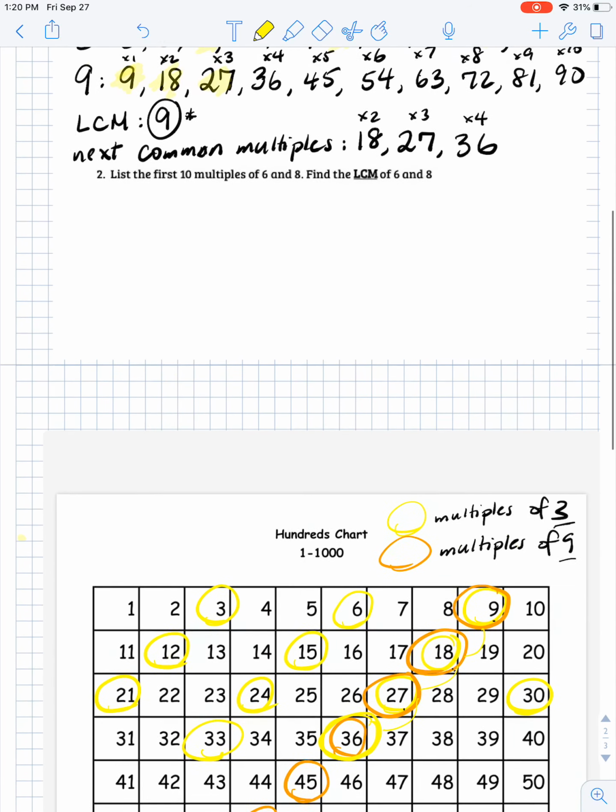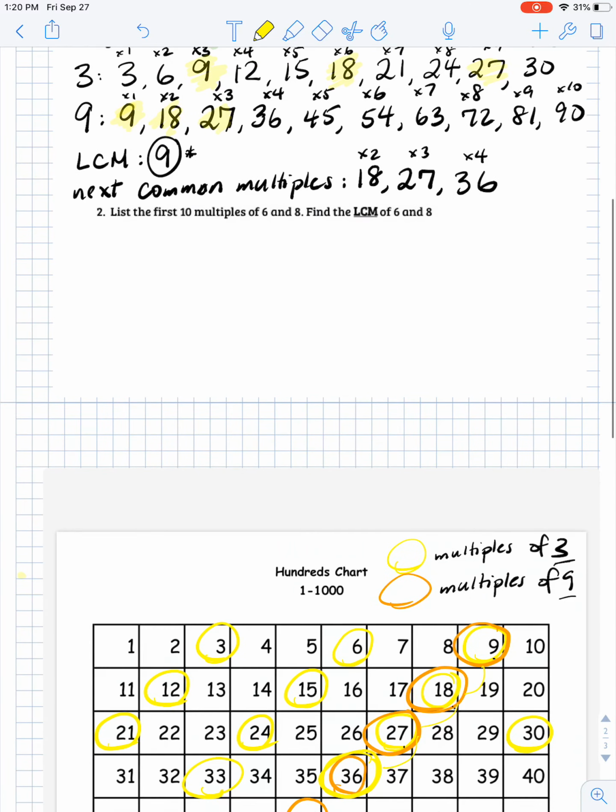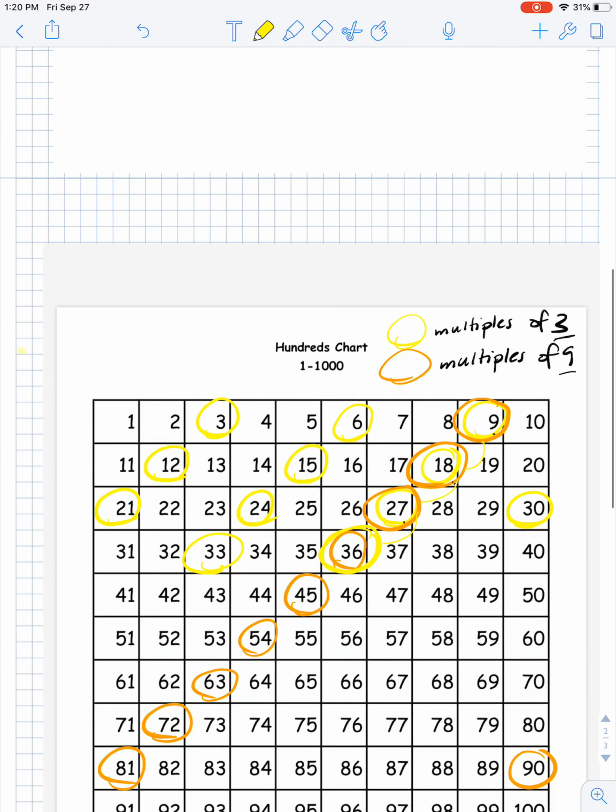Now, we're going to do the same thing for the next question. So it's list the first 10 multiples of 6 and 8.